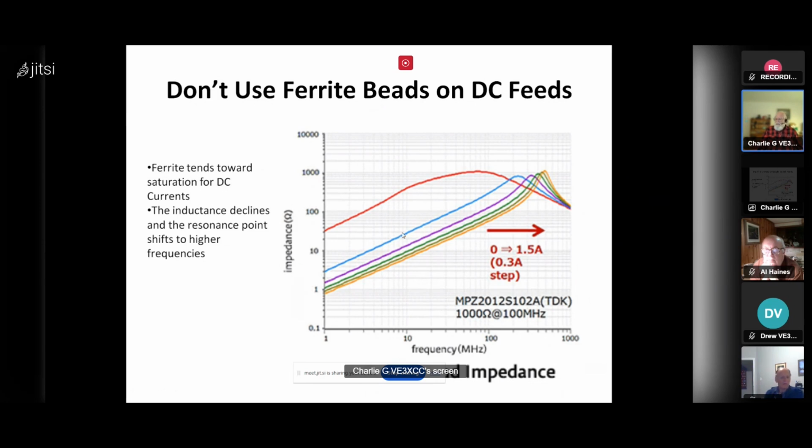So the short answer is don't put these things on your DC power leads. Don't put them on the 12 volt supply for your radio, because they'll stop being useful very quickly. And then as you increase the current, they get even worse. These other numbers, each one of these lines is an additional 300 milliamps. But this first step is just massive, like it's an order of magnitude worse with a very small amount of DC current.